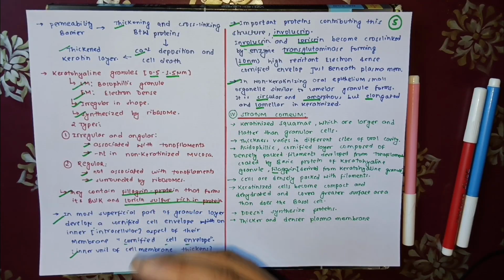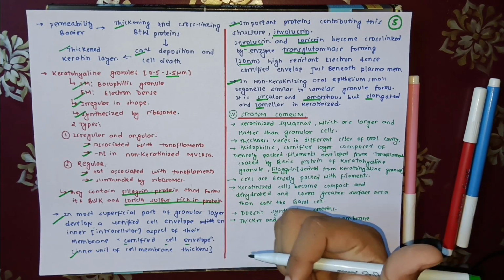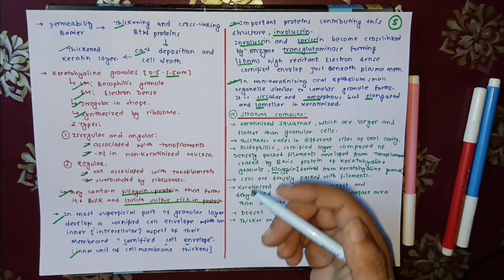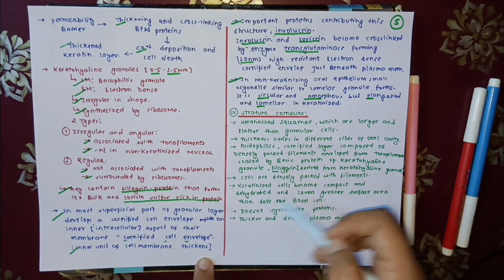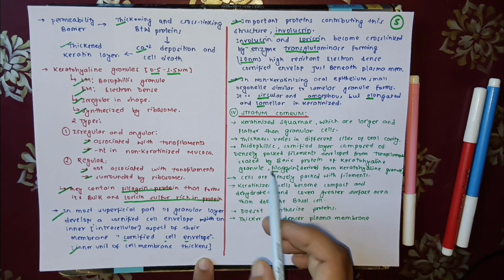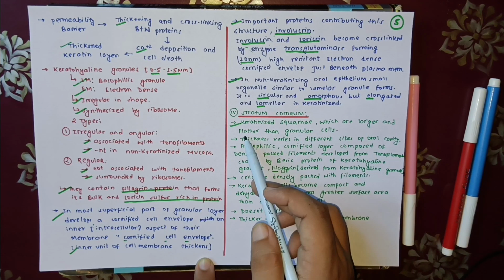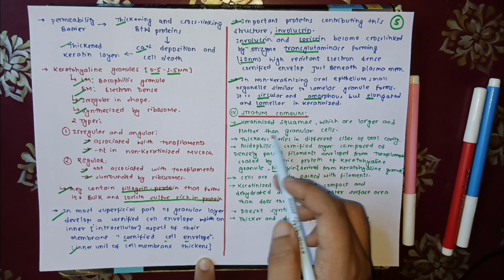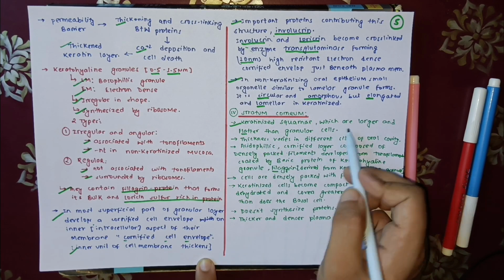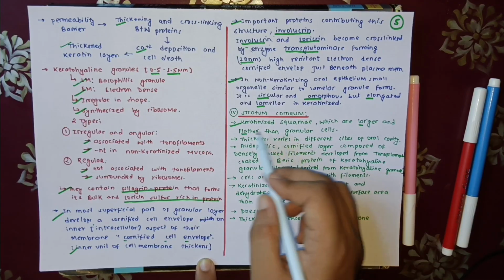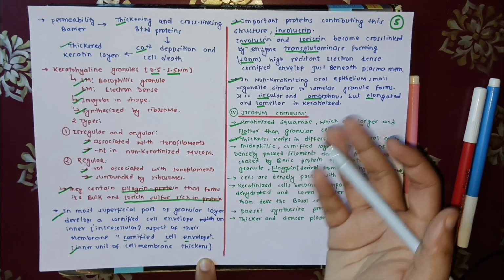So after listening to those lectures and studying those notes several times, you will be master in this oral mucosa. So don't get too worried in this chapter. And this stratum corneum is very easy to remember. Stratum corneum is also called keratinized squames, which are larger and flatter than granular cells. So the cells in this stratum corneum are larger and flatter, and the thickness varies in different sites of the oral cavity. We can remember this.